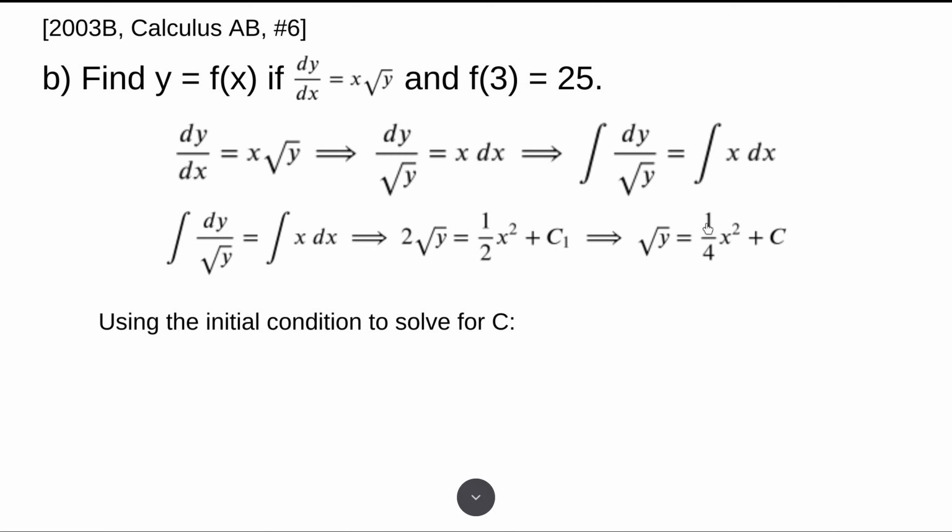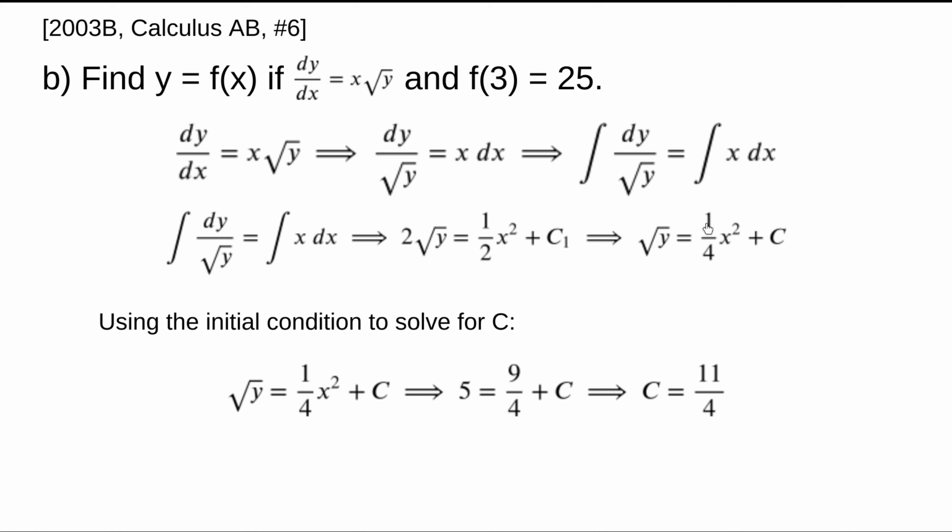Then, using the initial condition that f of 3 is equal to 25 to solve for the c value, the square root of y equals 1/4 of x squared plus c. Substituting in 25 for y and 3 in for x, we get 5 equals 9/4 plus c. Subtracting 9/4 from both sides, we get c equals 11/4.